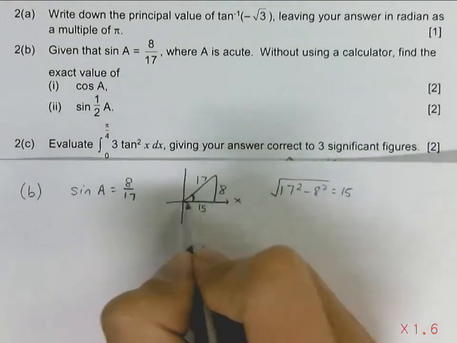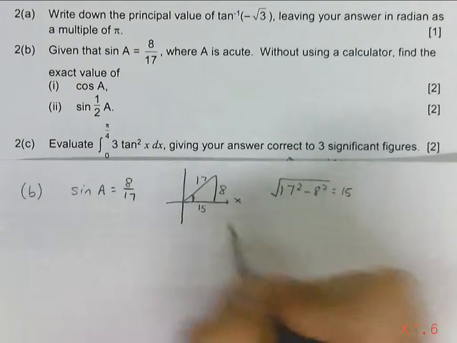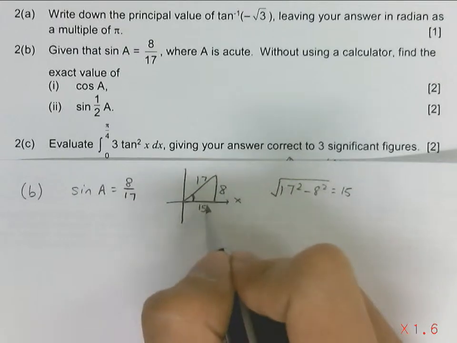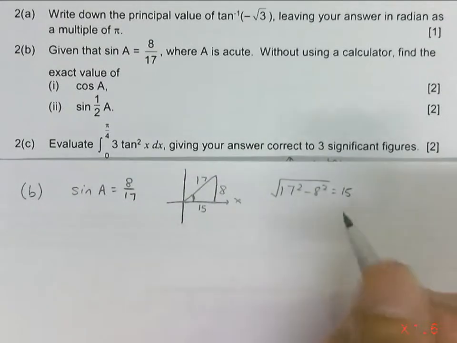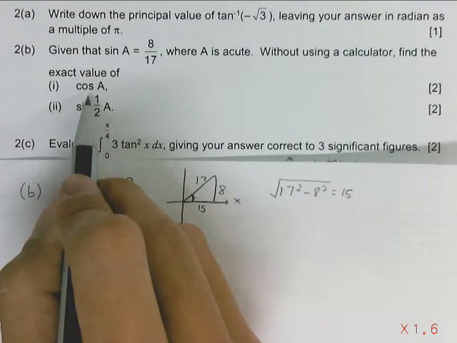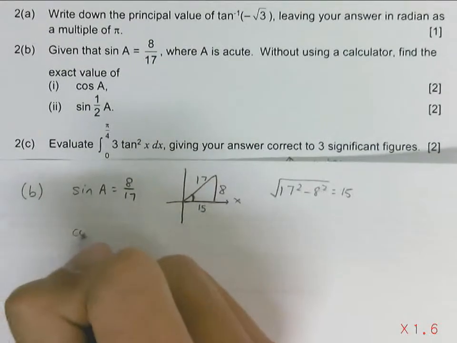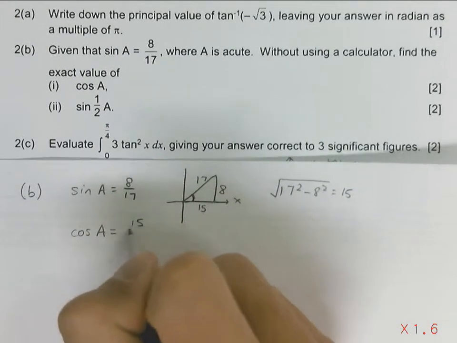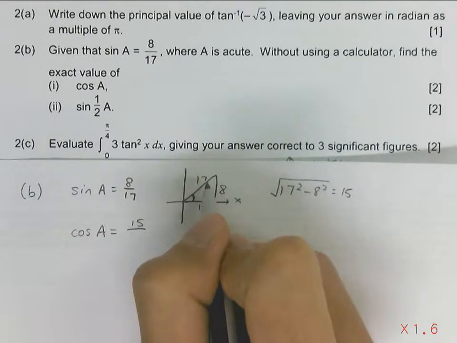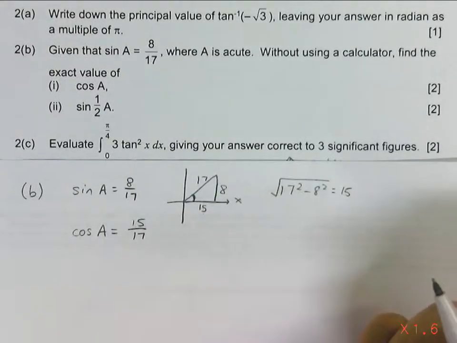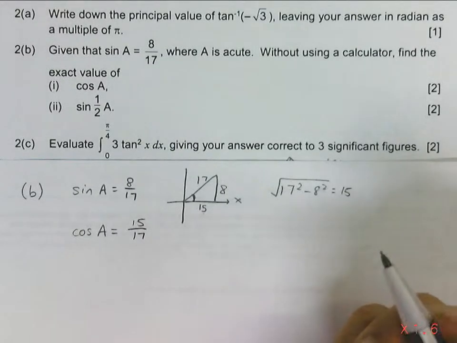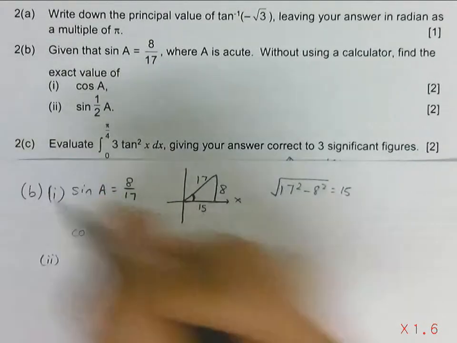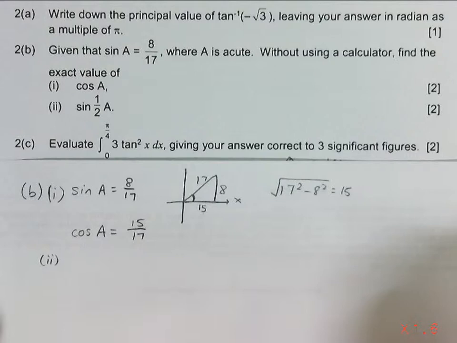Now notice that all sides of the triangle in an acute angle, first quadrant, will all be positive. So the question says the exact value of cosine A, which is the ratio of the adjacent side to the hypotenuse side, so adjacent over hypotenuse, and that's the ratio we want. So that's part 1. Part 2, we're required to find sine half A.